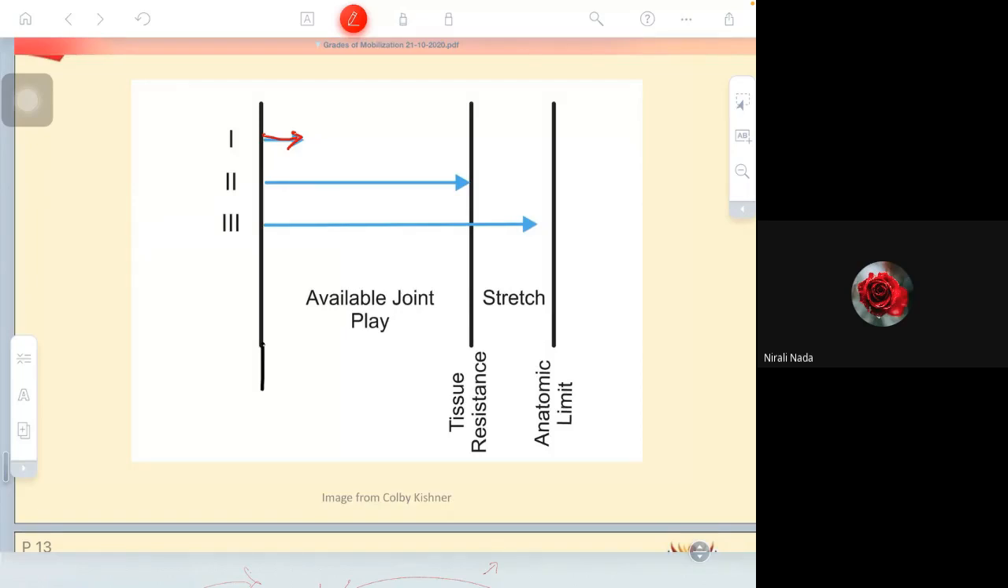And grade 2 is also not stretching, but it reached the tightness. It reached the tissue resistance. Understood? Grade 2 goes up to the tissue resistance, but it does not cross it. If you see the diagram properly, it is just touching the line. Clear? Grade 2.